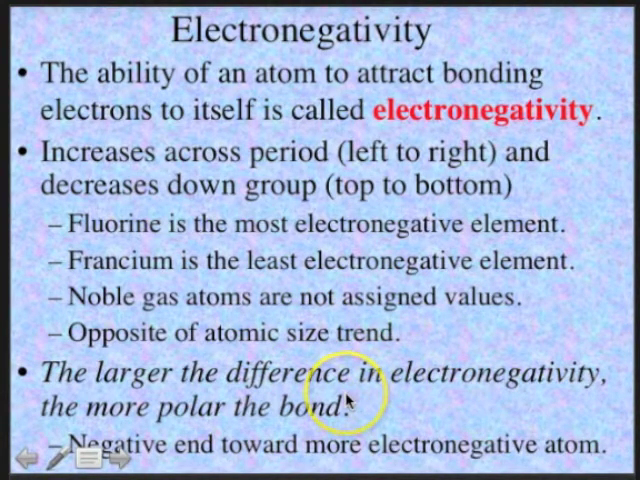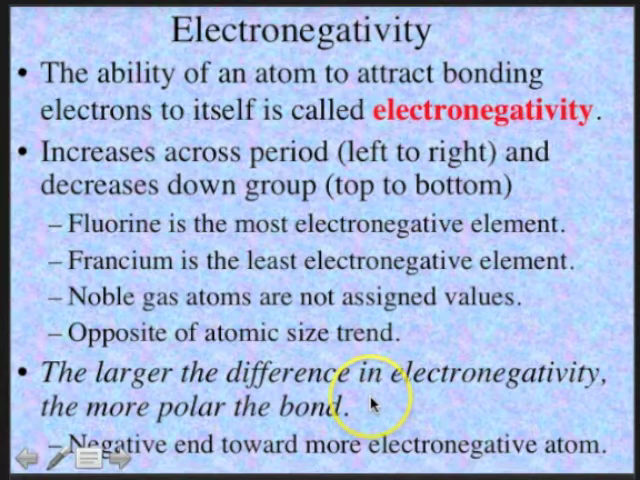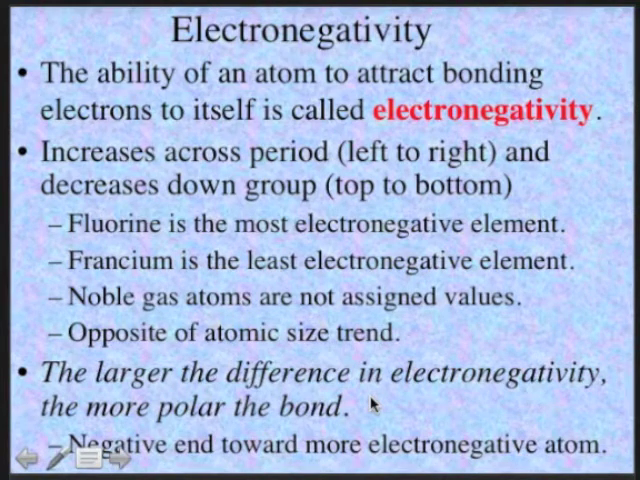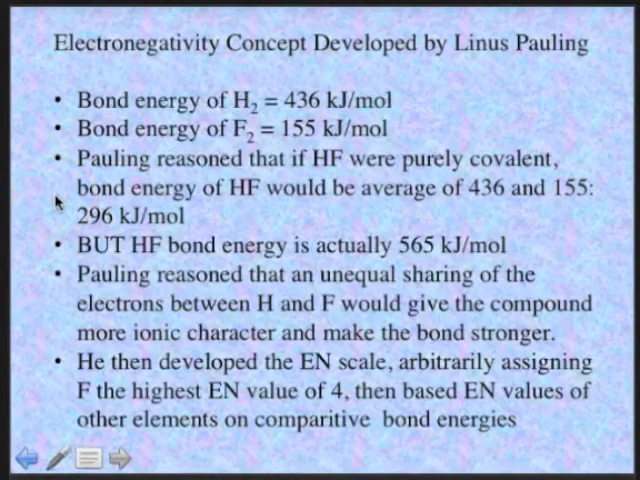Here's the deal. The larger the difference in electronegativity, the more polar the bond. And the negative end is toward the more electronegative atom. Now, the concept of electronegativity was developed by Linus Pauling.